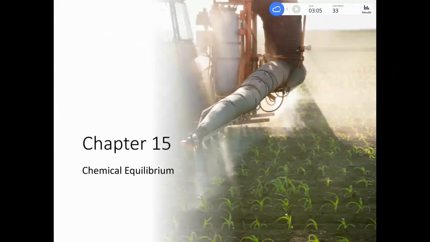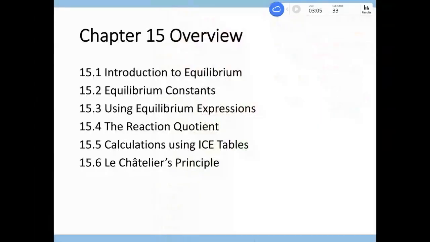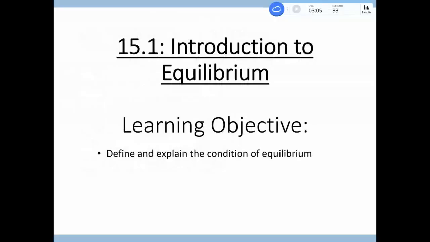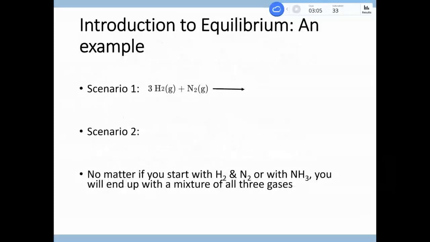Thank you. We are talking about specific types of reactions that happen in the forward reaction. We've got reactants forming products, but also those products can then reverse and form reactants. So we're going in both directions, and they will reach an equilibrium. So here are the different sections, and we are just starting with an introduction to equilibrium. So I've got an example here.